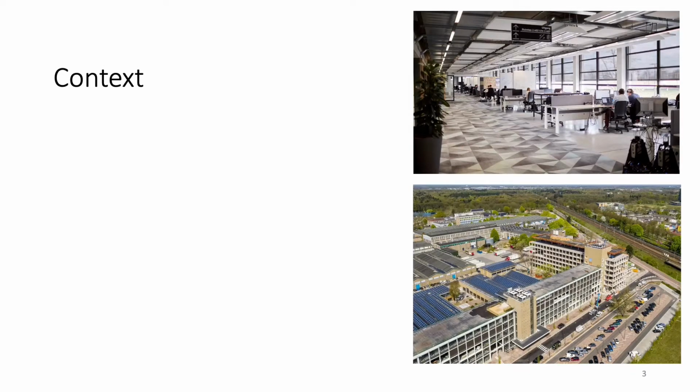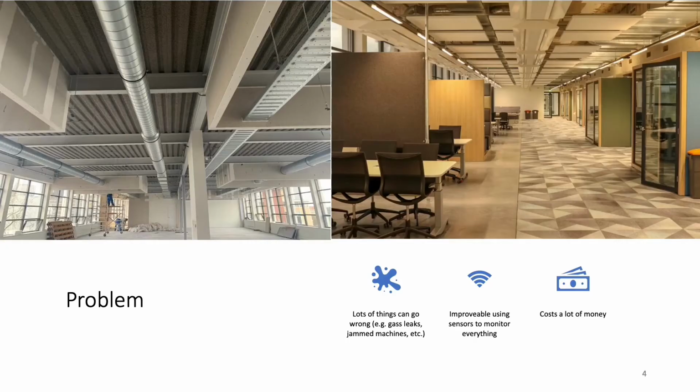Workplaces, factories, buildings. They all require maintenance. So occasionally an employee comes by and does some inspection. But this employee can't sense everything. A gas leak, for example, can go unnoticed for years.